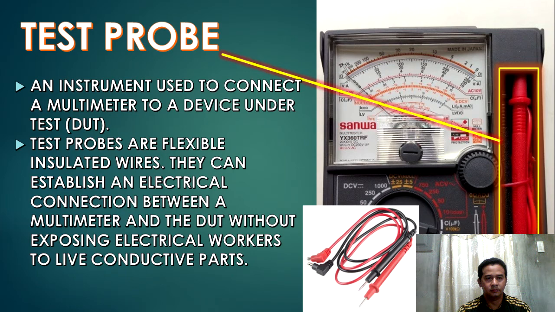Test probe. A test probe, or test lead, is an instrument used to connect a multimeter to a device under test. Test probes are flexible insulated wires. They can establish an electrical connection between a multimeter and the device under test, without exposing electrical workers to live conductive parts.